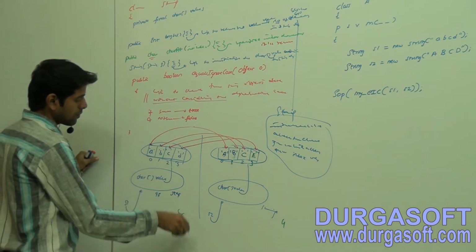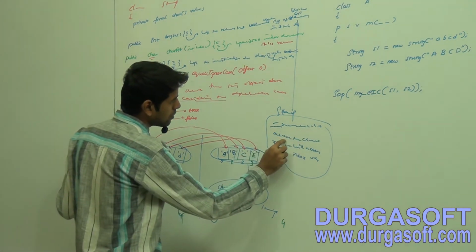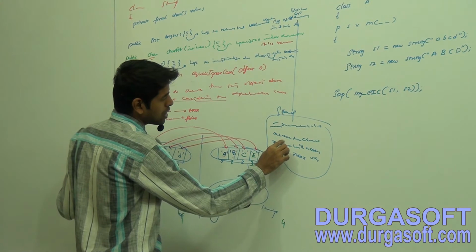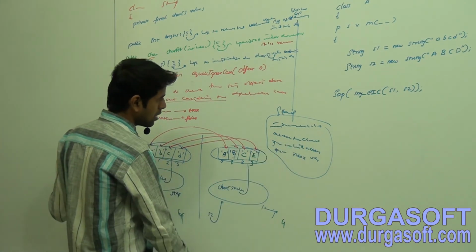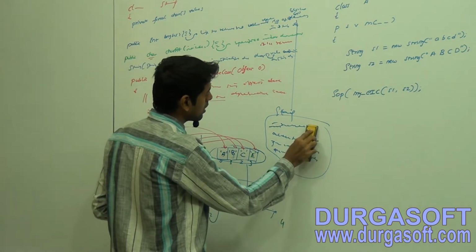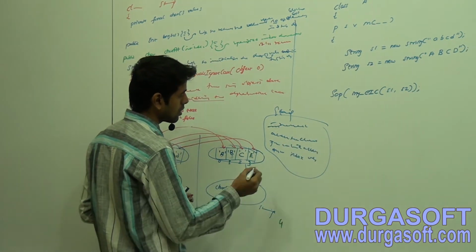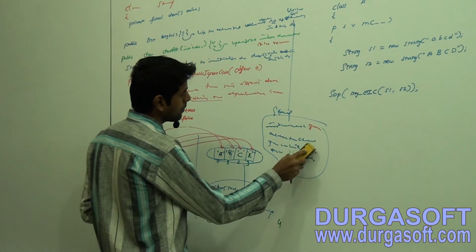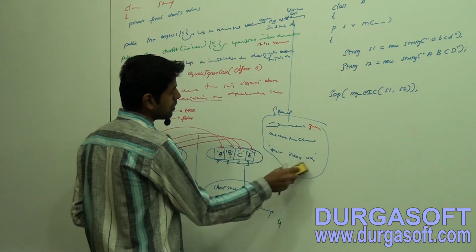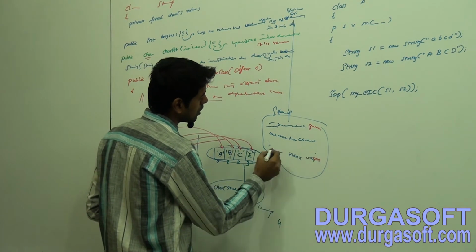But I want 3. I said that internally JVM will access the characters. Internally JVM accesses the characters through index values only.